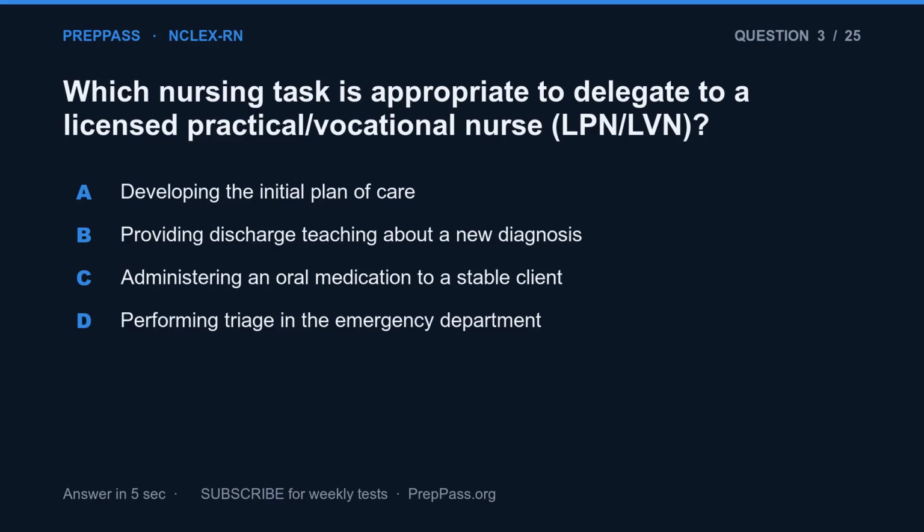Question 3. Which nursing task is appropriate to delegate to a licensed practical/vocational nurse, LPN/LVN? A. Developing the initial plan of care. B. Providing discharge teaching about a new diagnosis. C. Administering an oral medication to a stable client. D. Performing triage in the emergency department.